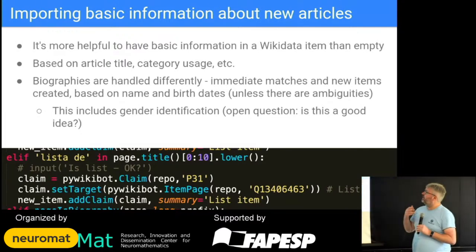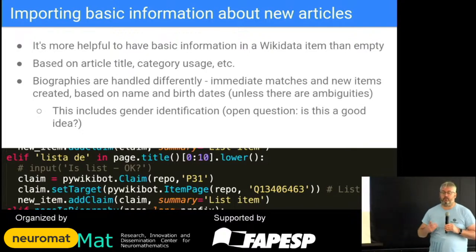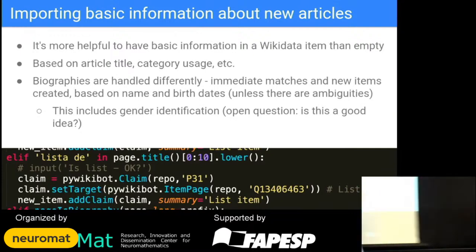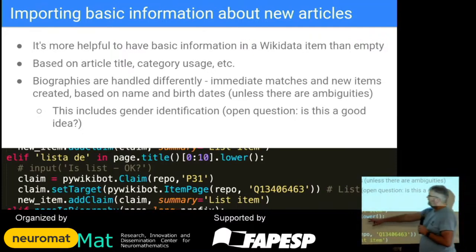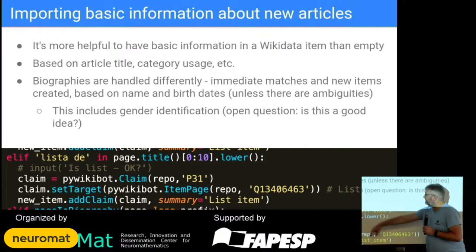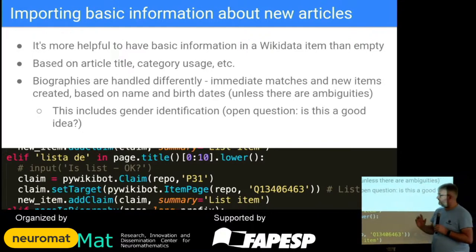There are some simple things you can do. And it does try to do them. So the simplest thing is look at the page title. There's certain standards on Wikipedia that if you're writing an article about a list, you'll start it with "list of" or "listagem" in Portuguese. So it can look in the page title and say, okay, let's take the page title, the first bit of it. So the first 10 characters in this case, lowercase it so we're not mismatching capital letters and things. And does that exist? Okay, yes, it does.